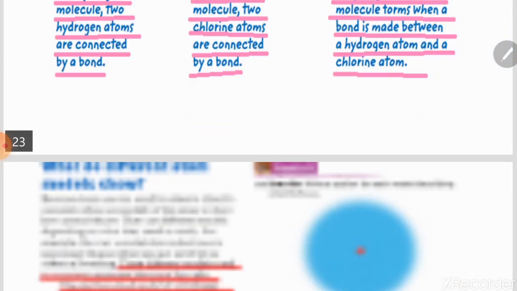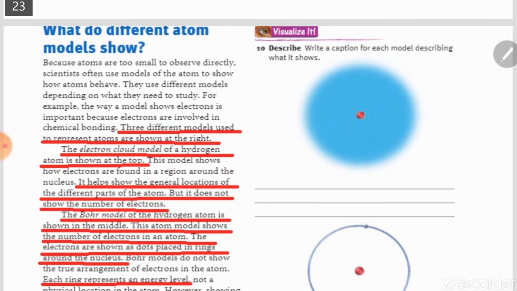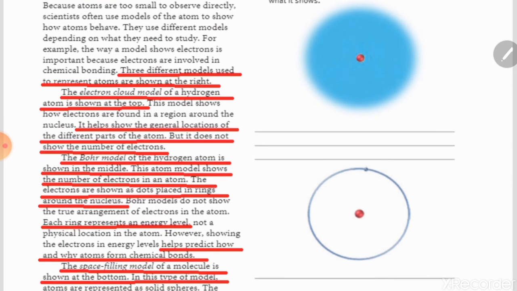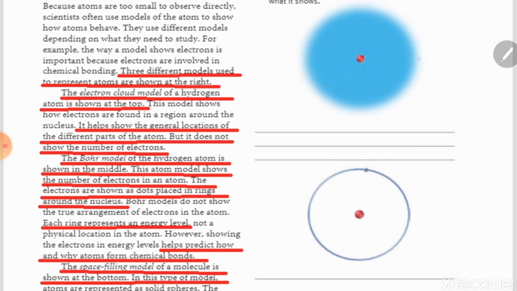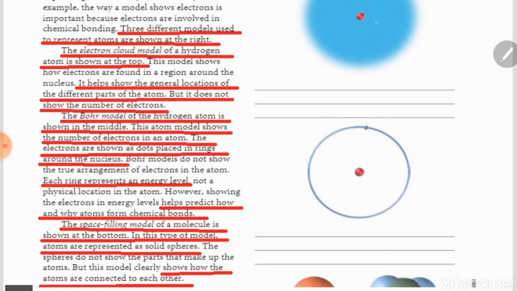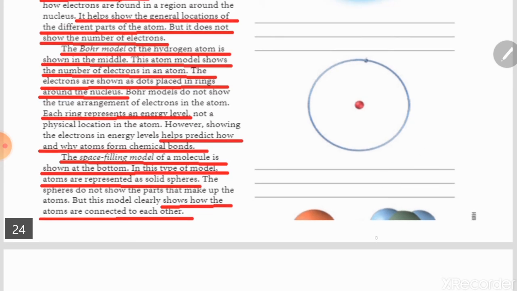What did we take today? We took from the book the page that has the 3 models, for sure in question 10. The first one is the electron cloud model. The second one is the Bohr model. The third one is the space filling model.